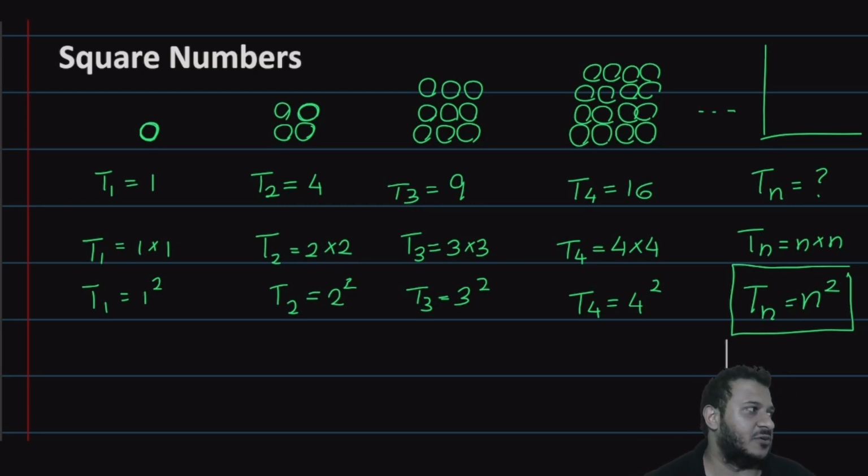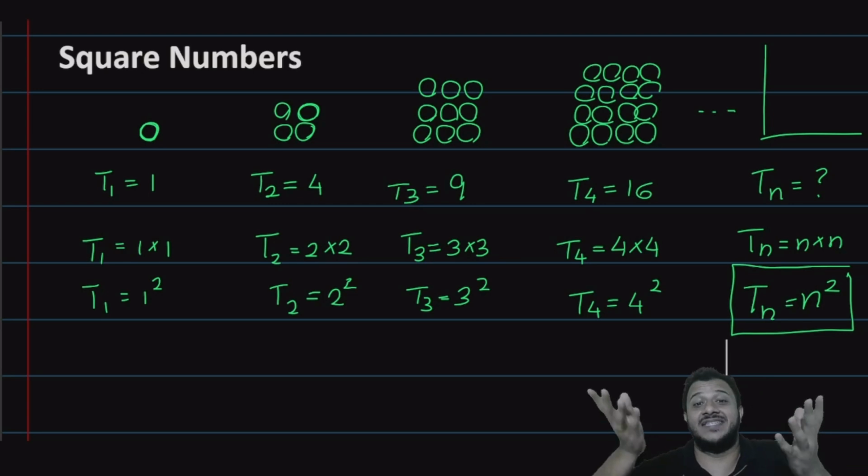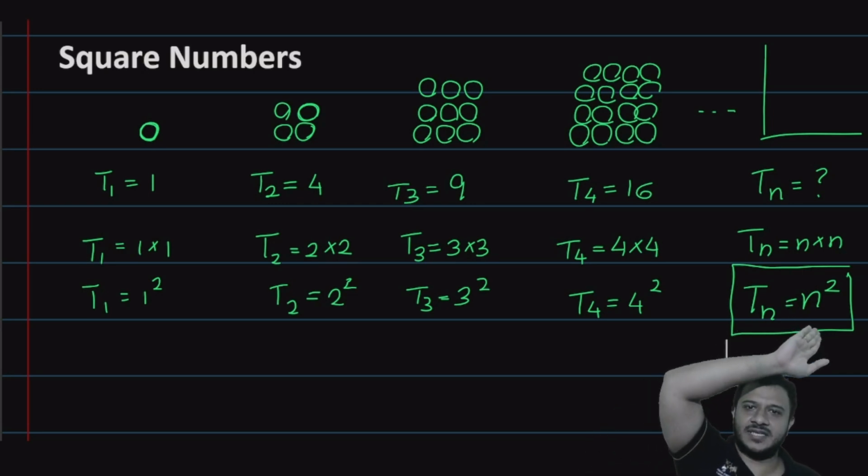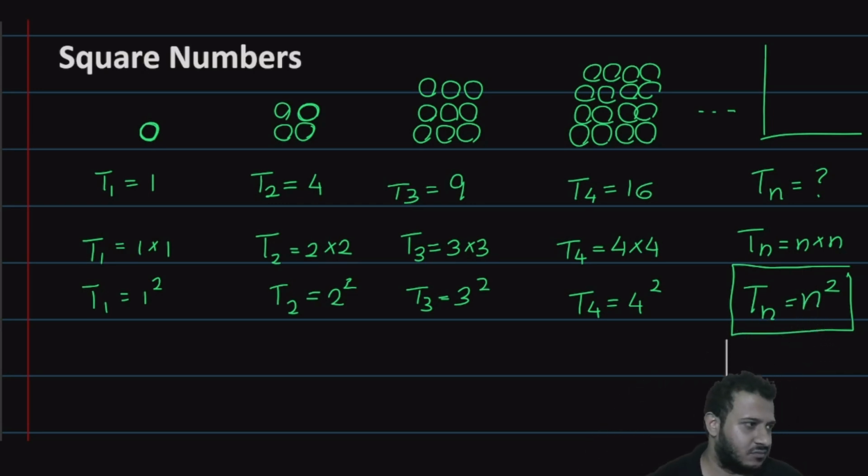So if somebody asks you, what is the general equation of square numbers? Tn equals n to the power of 2. That's all you need to remember. Because you all know, if somebody asks you, what is the sixth square number? It will be 6 times 6, or 6 to the power of 2. 36.